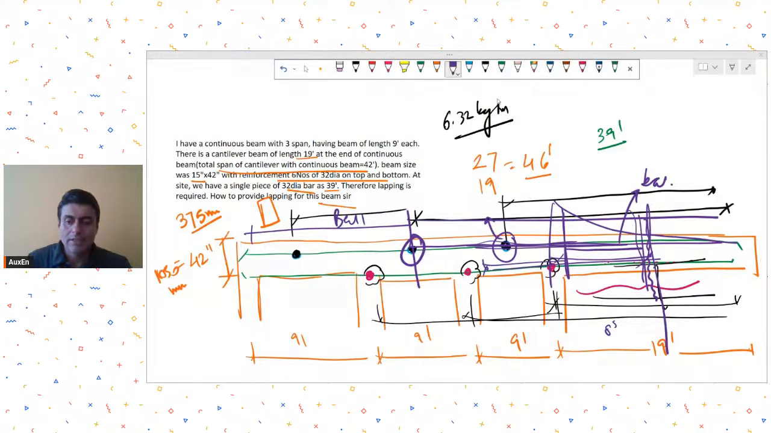Mr. Tamira is asking, is there any condition such that if I have a cantilever of 19 feet, then we should lap it for 19 feet? No, I would say not required.